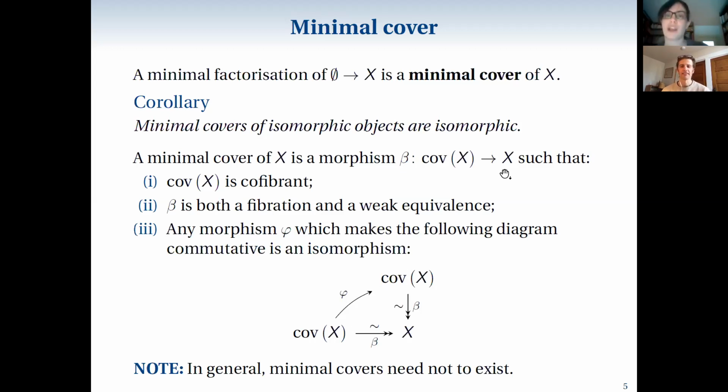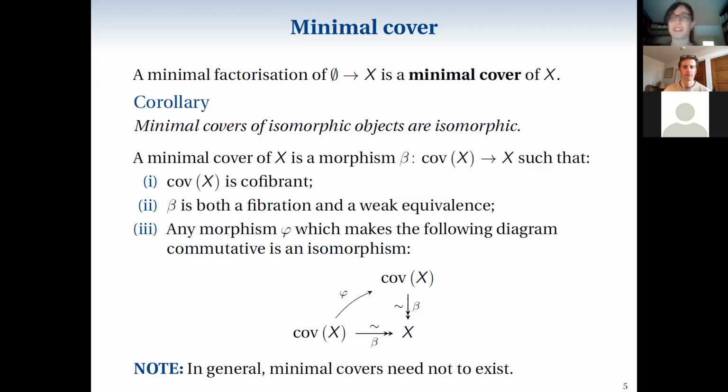So the minimal cover is actually a morphism. To specify, I know for sure it has to end on X, but to specify the morphism, I need to specify both the domain and actually the map. Yes. So the minimal cover is the morphism and thus also the domain of it. Okay, thanks. Okay, good.